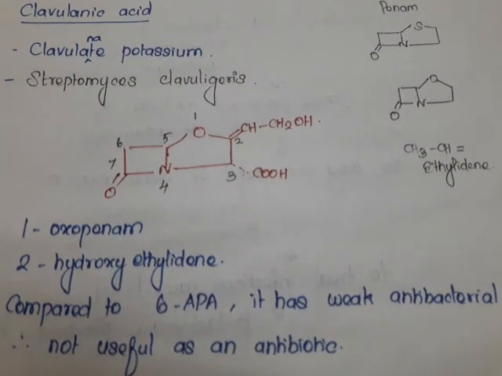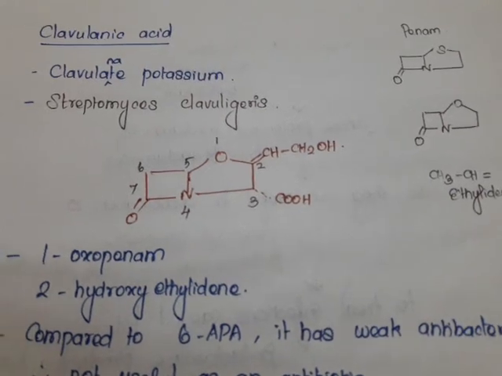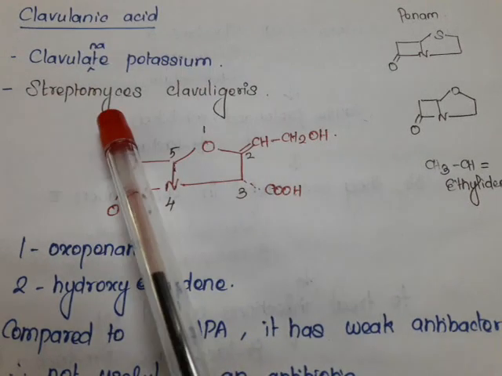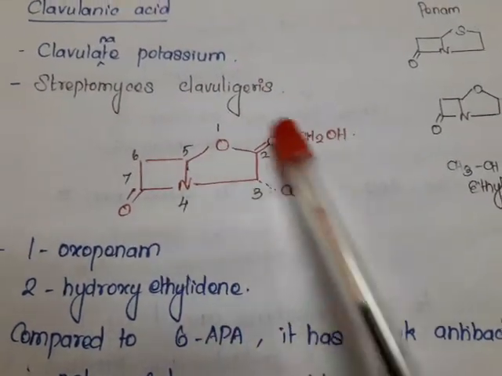Students, today we'll see the examples under beta lactamase inhibitors. The first one is clavulanic acid, otherwise called clavulanate, and it is available as a potassium salt. It is isolated from Streptomyces clavuligerus. So this is the structure of clavulanic acid.